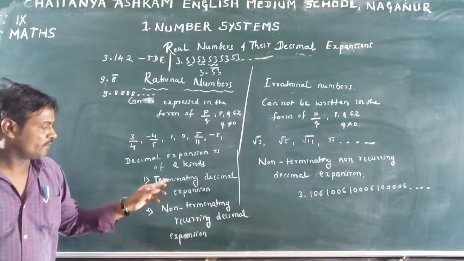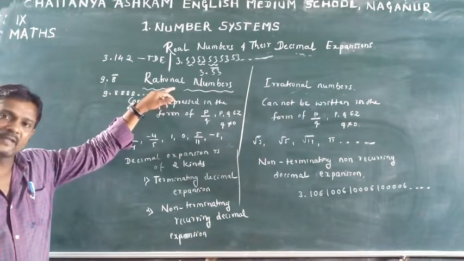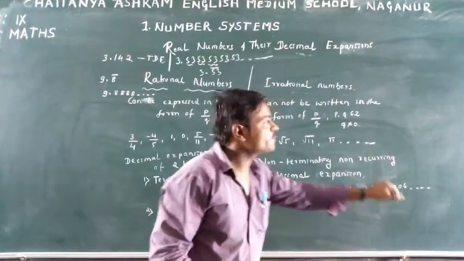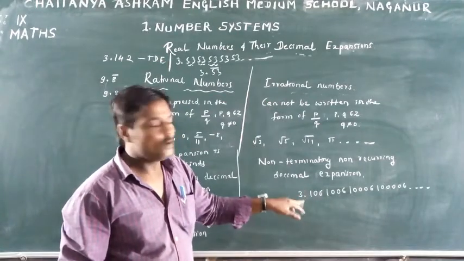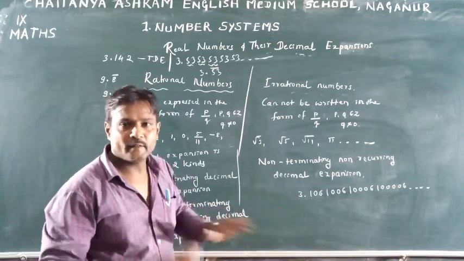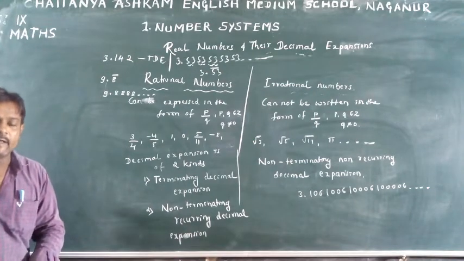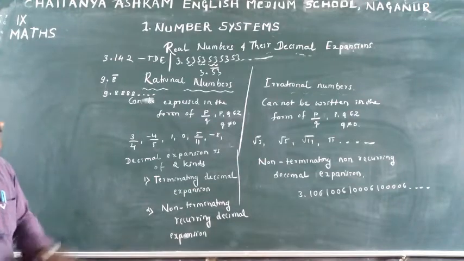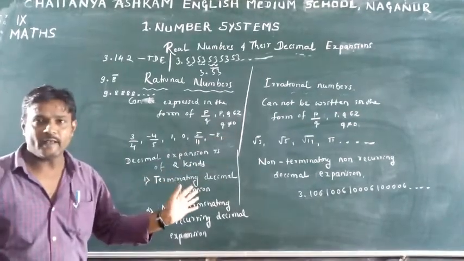Understood? So these two kinds of decimal expansions correspond to rational numbers; in other words, a rational number has two kinds of decimal expansion. Non-terminating, non-recurring decimal expansion corresponds to an irrational number. So dear children, this is about real numbers and their decimal expansion. In the next video, we will solve the exercise questions based on decimal expansion and this pattern. Clear? Right.